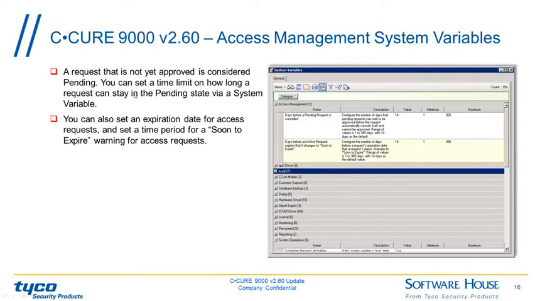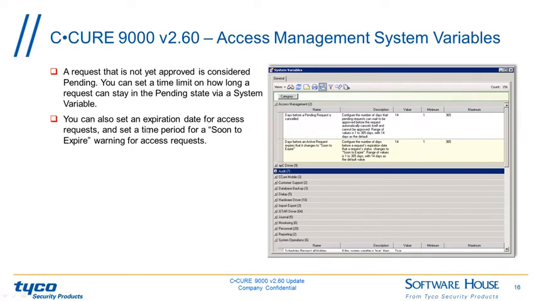Now, we went over this before, but I'll briefly recount this. There are two system variables related to access management. The first one is how long does a pending request, a not approved request, stay in the system as pending before getting canceled. So the default is 14 days. So a requester makes a request, it's pending in the system, an approver does not approve it, and 14 days passes, that request is going to be canceled.